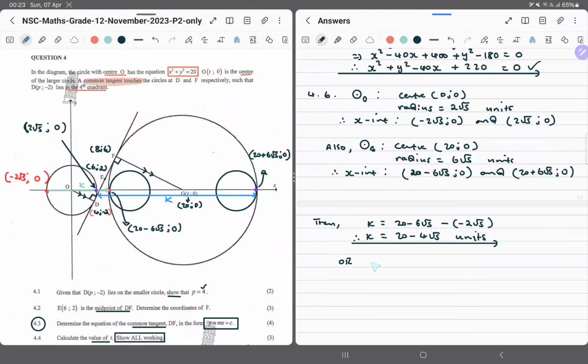Or k is going to be equal to this bigger k, the blue one. So it's going to be the point ahead, 20 plus 6 root 5 minus 2 root 5, which is positive there. This is going to be 20 plus 4 root 5 units. So those are the two values for k, and these ones need to come out together. So we get a mark for those units because that's what we're interested in.